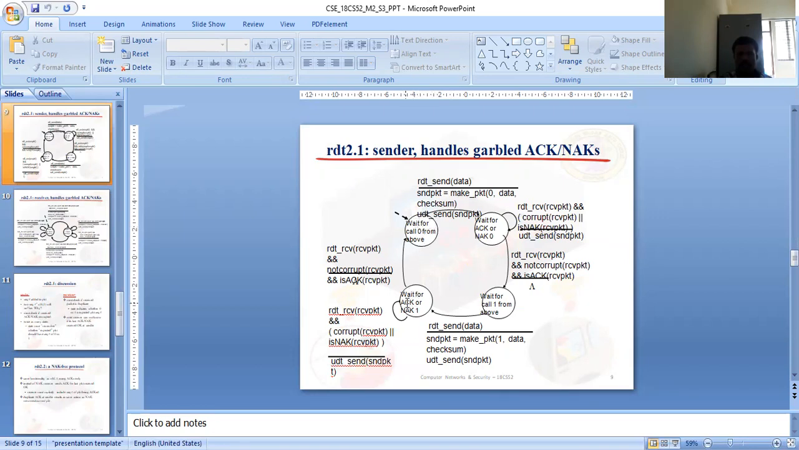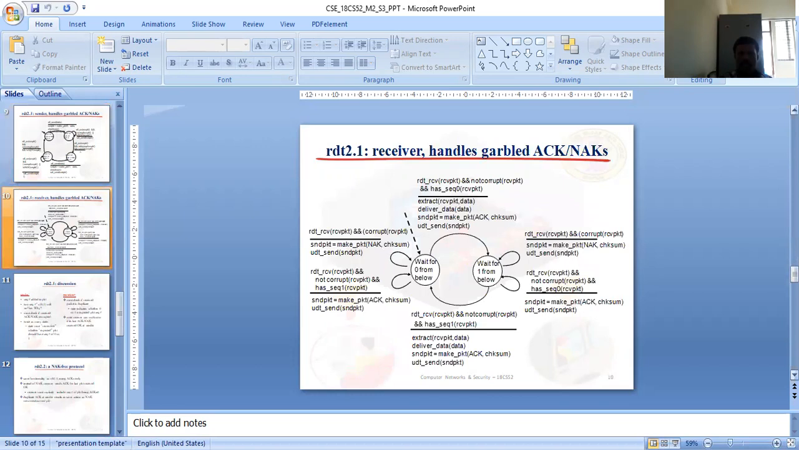If it is the second packet, a positive acknowledgement is sent if it is delivered, and a negative acknowledgement is sent if it is not received by the receiver. This is what is explained here. That is a garbled packet. A duplicate packet will be handled with the sequence numbers. That is what the FSM explains. Again, in 2.1, the receiver handles the garbled acknowledgement.